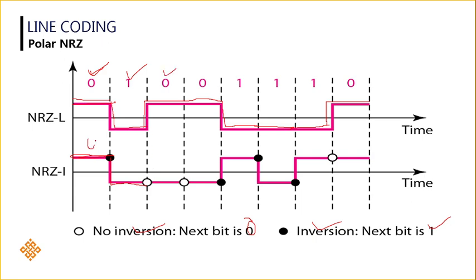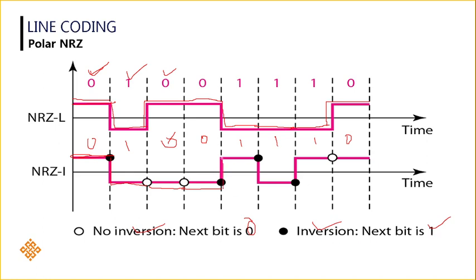So here you can see 0, 1, 0, 0, 1, 1, 1, 0. So my next bit is 0 here. 0 means what? No inversion. So I am continuing the same cycle, negative cycle. Again, next bit is 0. Continue with the same negative cycle. Next bit is 1. Then you should change your position.